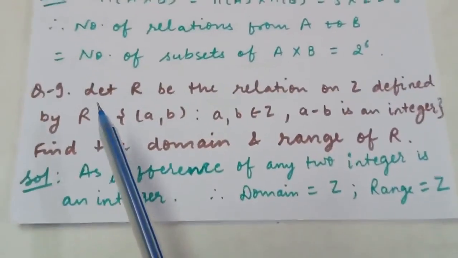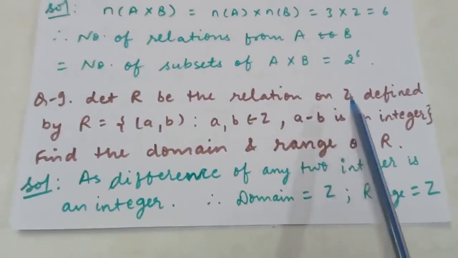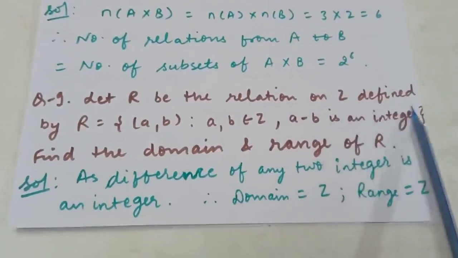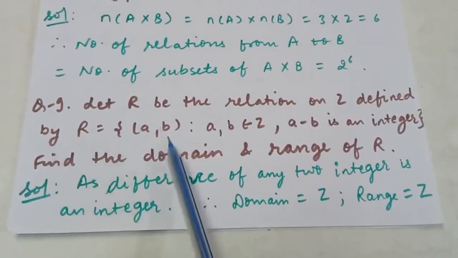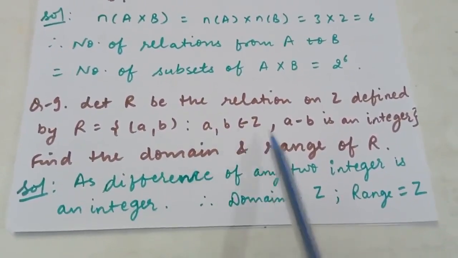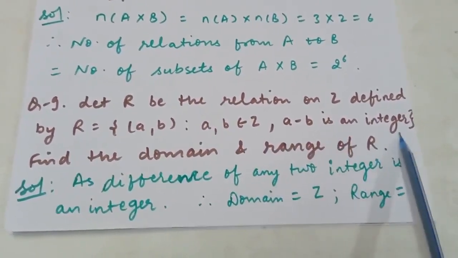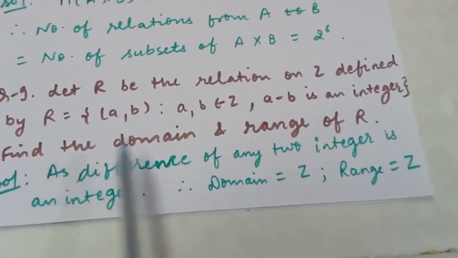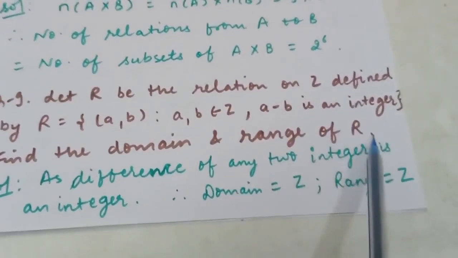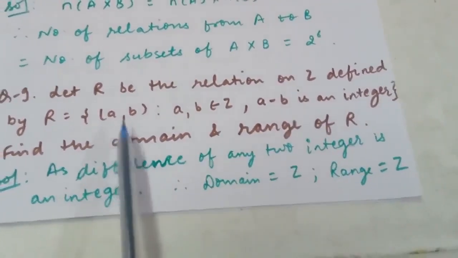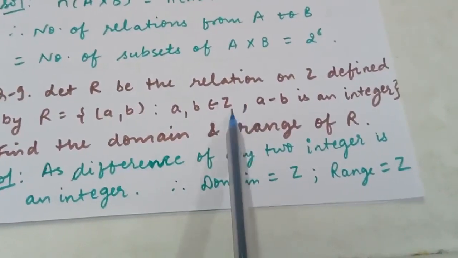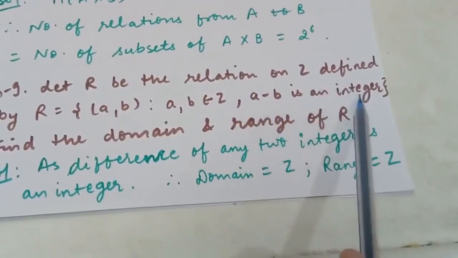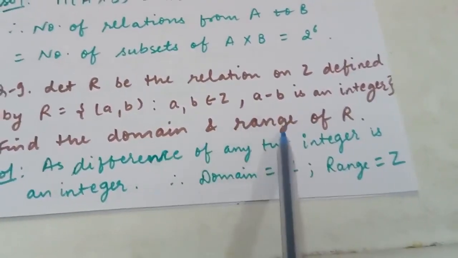Question number 9. Let R be the relation on Z. Z is the set of integers. Defined by R, AB. AB belongs to integer. A minus B is an integer. Find the domain and range of R. So relation is given as AB, where AB belongs to integers and A minus B is an integer. We have to find domain and range.